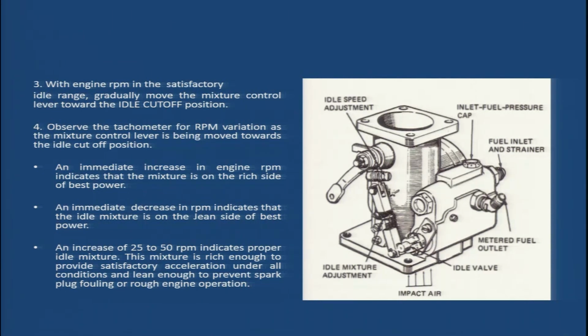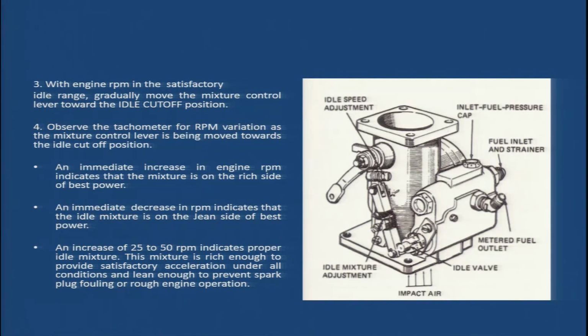Gradually move the mixture control lever towards the idle cutoff position. Now, with your engine idling properly, we will gradually move the mixture control from the full rich position to the idle cutoff position and observe the tachometer for RPM variation as the mixture control lever is moved towards the idle cutoff position. We will observe the variation in the engine RPM.